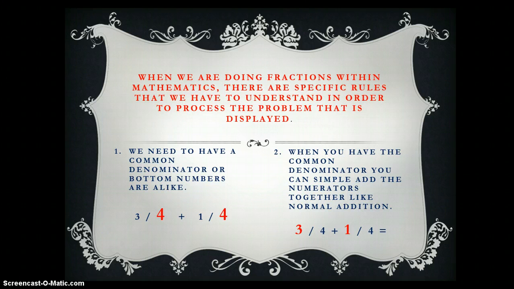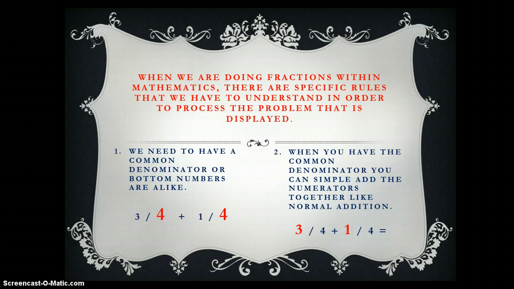So we have to make sure that we have common denominators, or alike numbers on the bottom. In this case, we do, which is the 4. You see that 3/4 has the 4 as a denominator, and 1/4 has a 4 as a denominator. So we can proceed with this particular problem because we have common denominators.